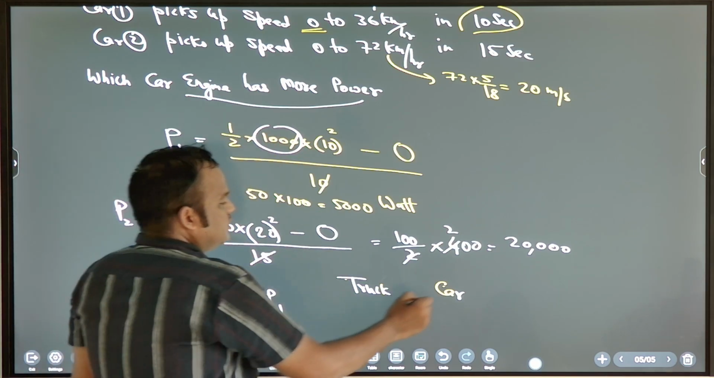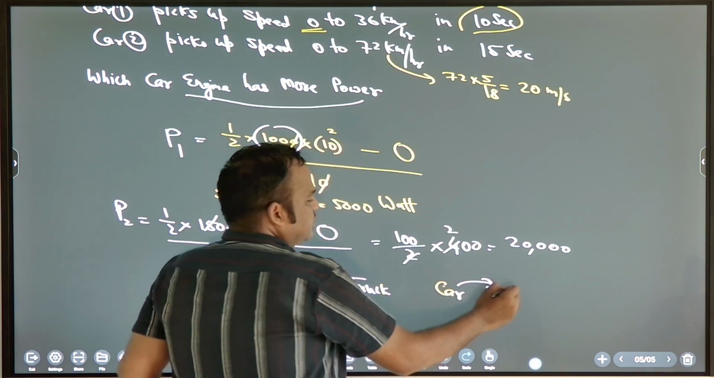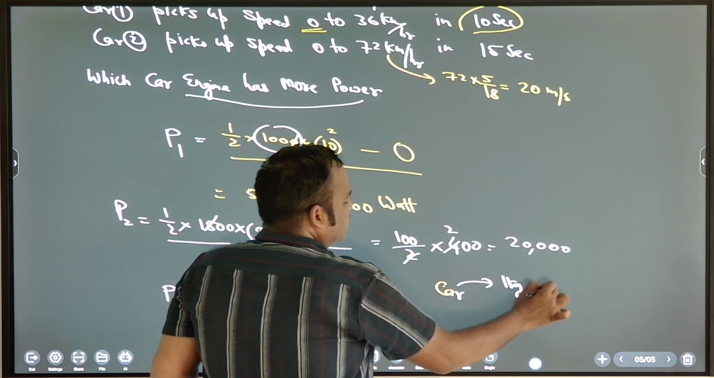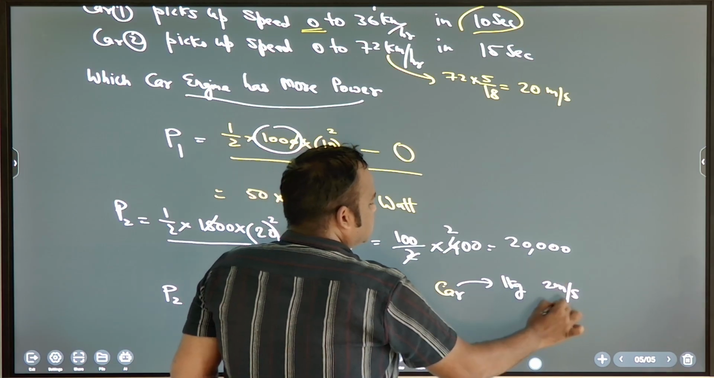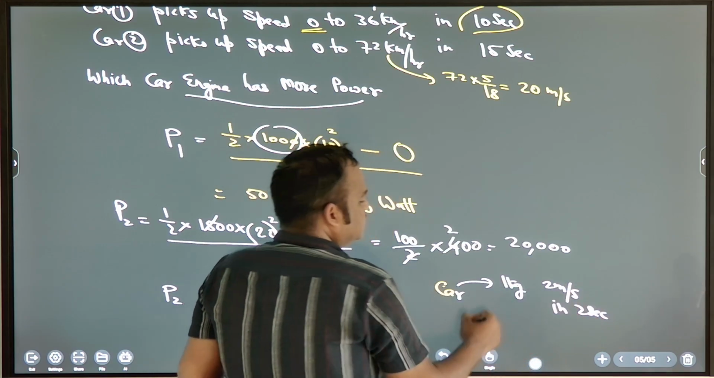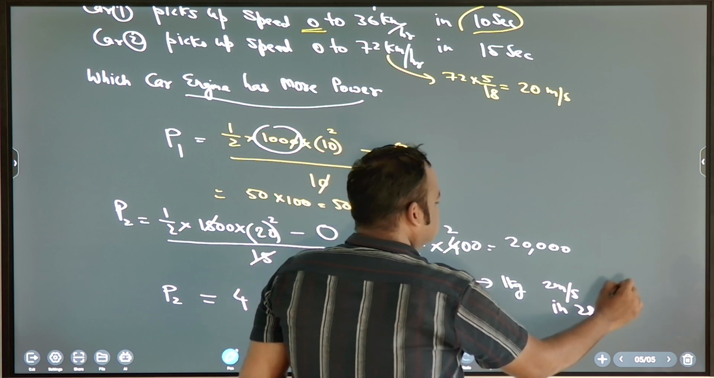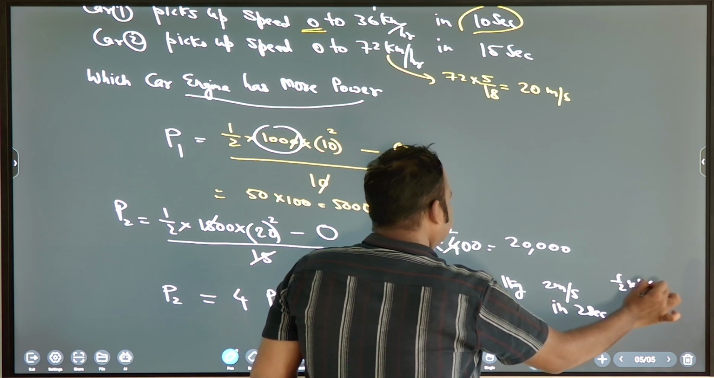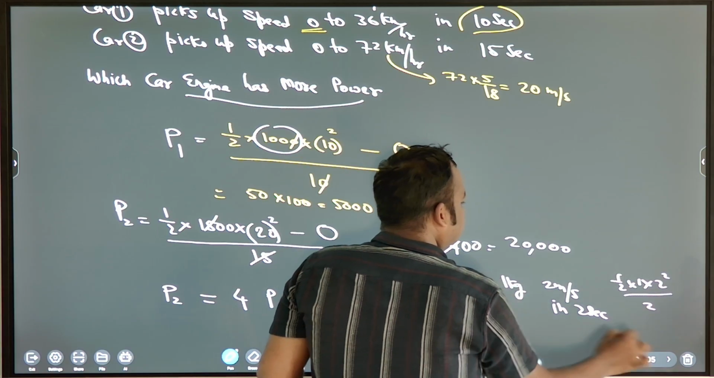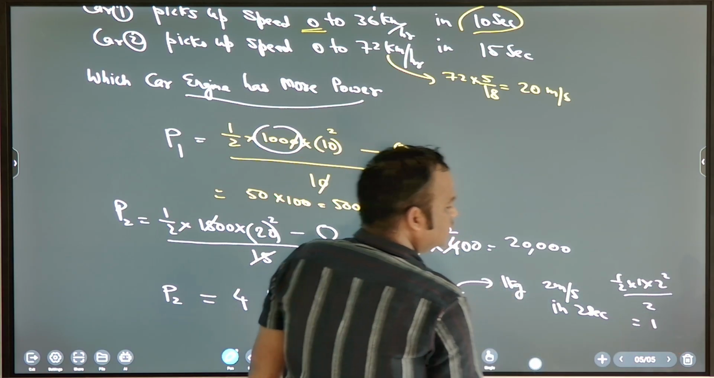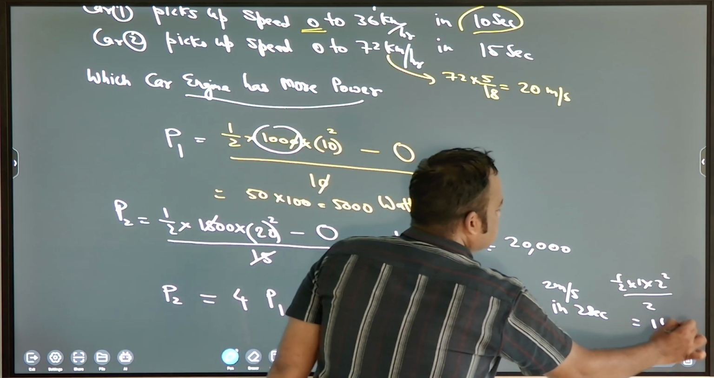Okay, so let's take a toy car. A toy car is 1 kg. It is picking up a speed of 2 meter per second in 2 seconds. So what is the power? Half m v square by 2. So how much is the power? 1 watt.